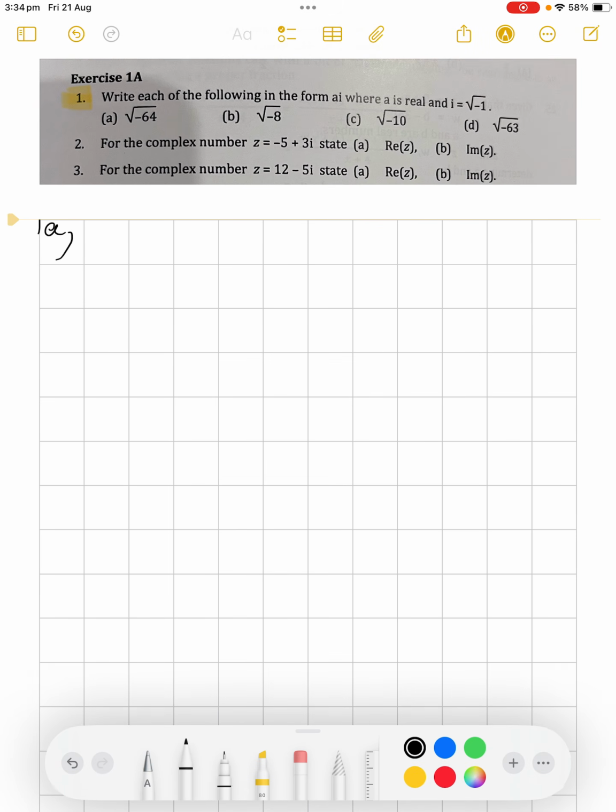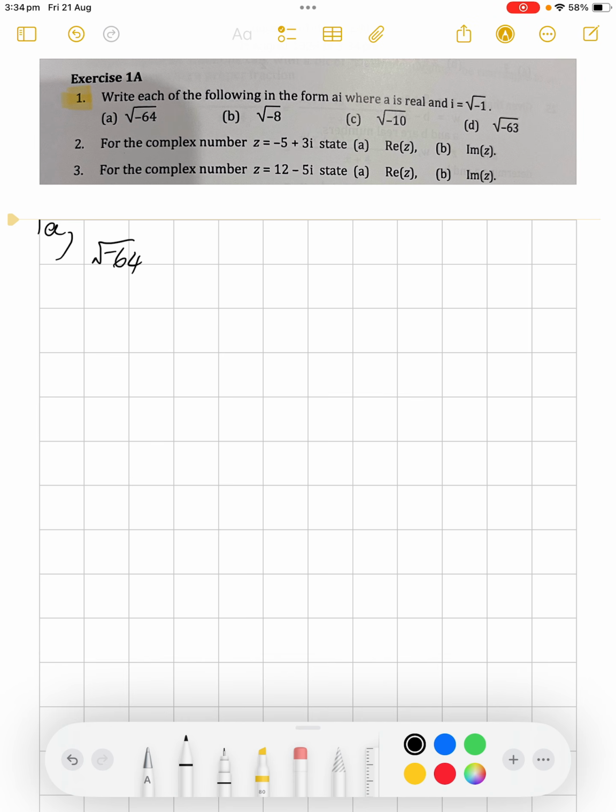So 1A, we have to write negative 64 in the form ai, where a is real and i is the square root of negative 1. So we split this into two factors, root 64 times root negative 1. Now, root 64 is the number 8, and square root of negative 1 we will use the symbol i for. And there we have 1A finished.